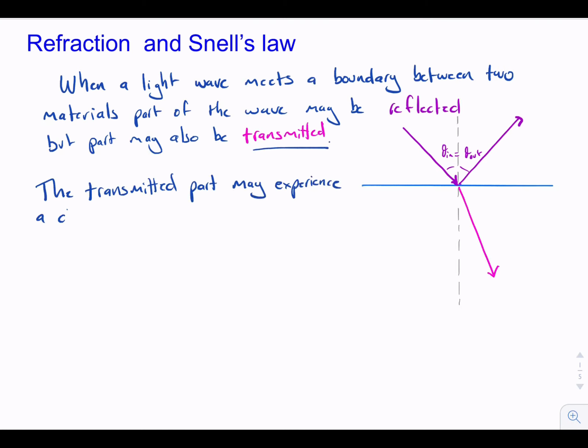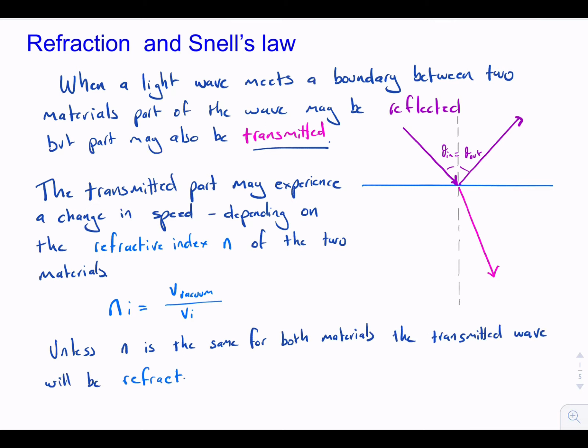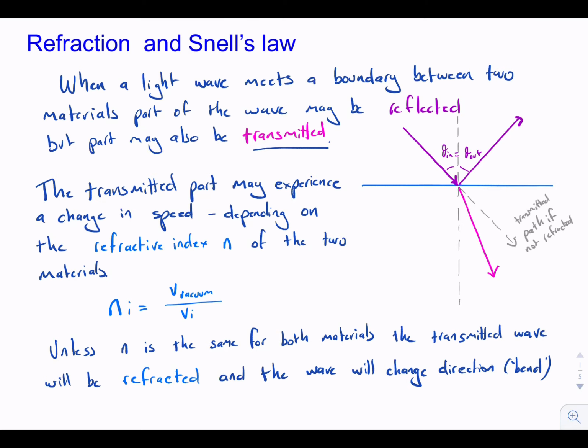The transmitted part may experience a change in speed, depending on what's called the refractive index N of the two materials. Refractive index is the ratio of the relative speeds. So it's a unitless value. So unless N, the refractive index, is the same for both materials, the transmitted wave will be refracted in some way, and the light will appear to bend. If we look here, the transmitted path, if it wasn't refracted, would have gone straight ahead, but the actual path of the light here is indicated here in pink.